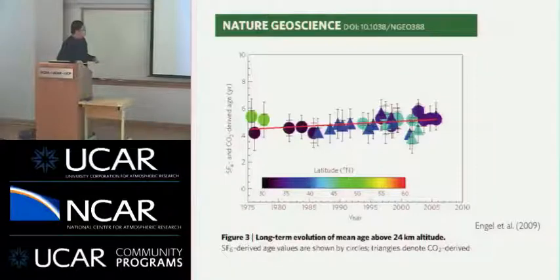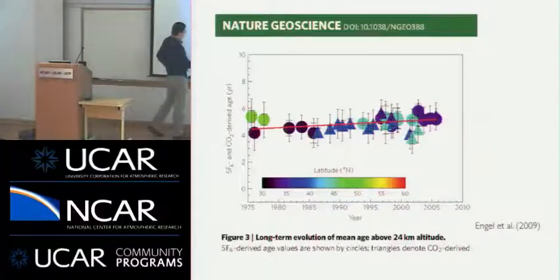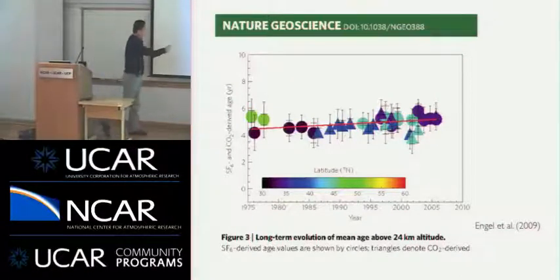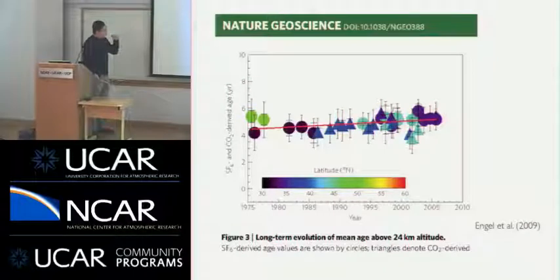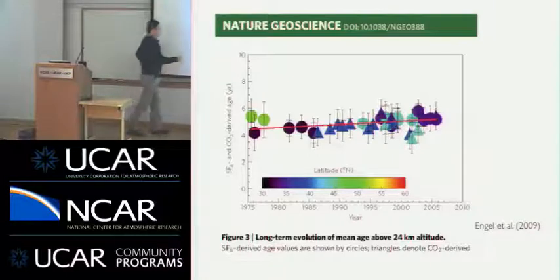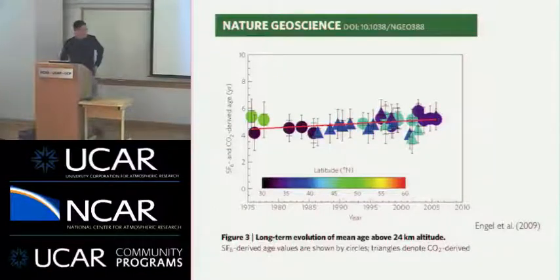What I show here is the observed long-term evolution of the mean age above 24 kilometers altitude, observed in the Northern Hemisphere with a latitude range from about 30 to 55 or so, depending on the color. The SF6-derived age value is shown by the circle and the CO2-derived age by the triangle. So from observation, instead of the decrease predicted by models, we actually see an insignificant change or even a slight increase of the age. I will come back to this later in my talk.